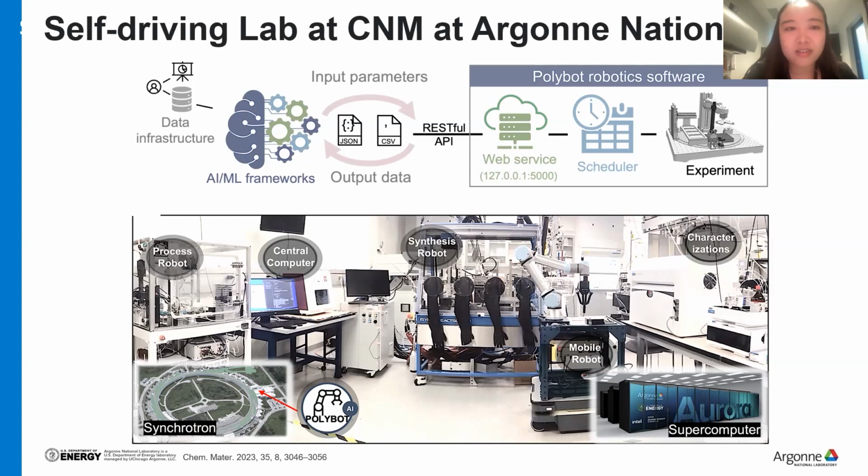This is what the self-driving lab looks like now at CNM. So in the following part, I will show you some examples of the electronic materials and the polymer devices that we are exploring with the Polybot. Next.